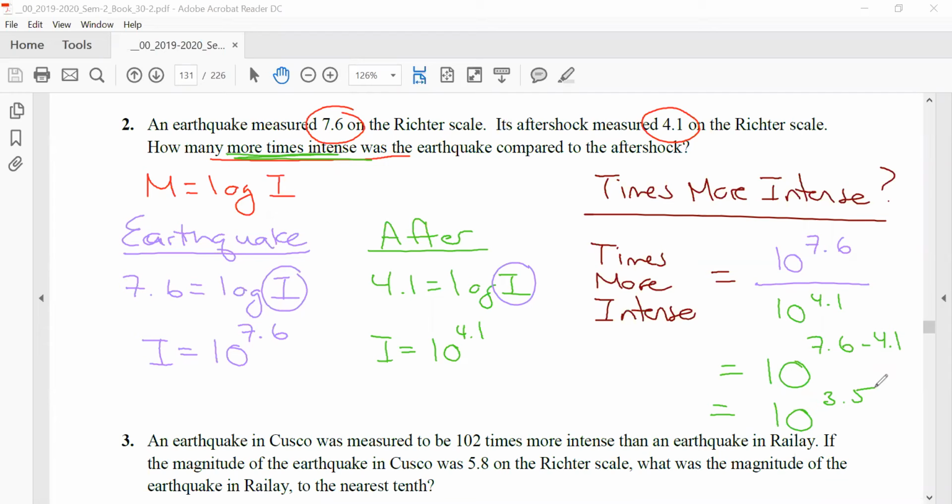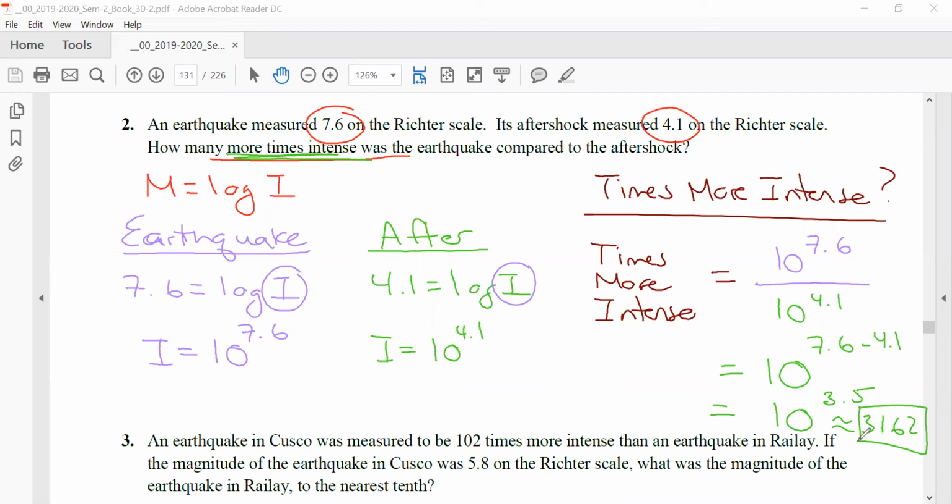This is about 3,162 times stronger. Okay, so a heck of a lot stronger. Now, that is what I would want to see for a written question. I'm going to show you a bit of a shortcut though.